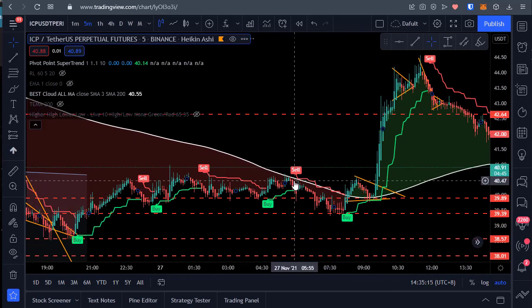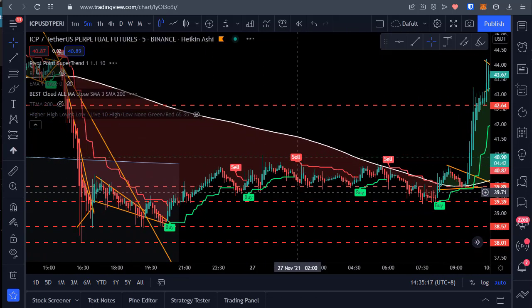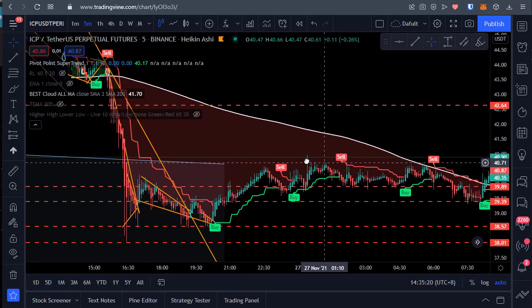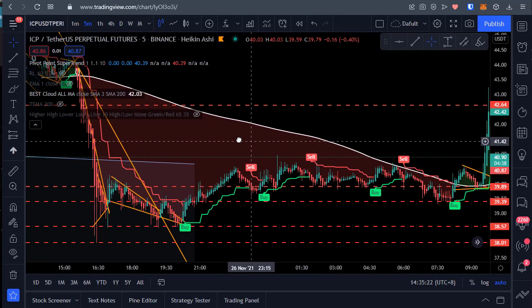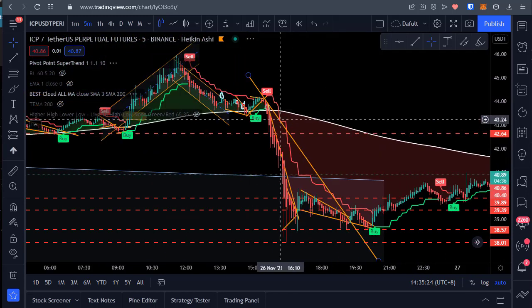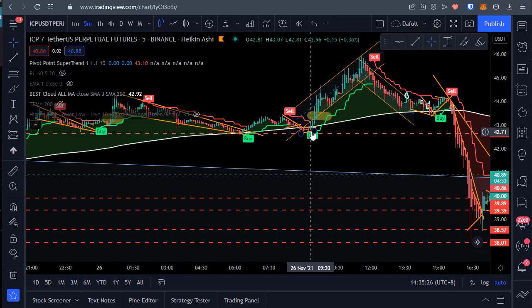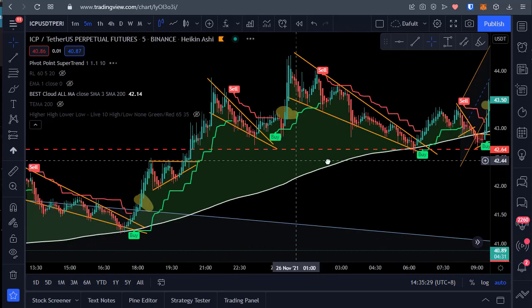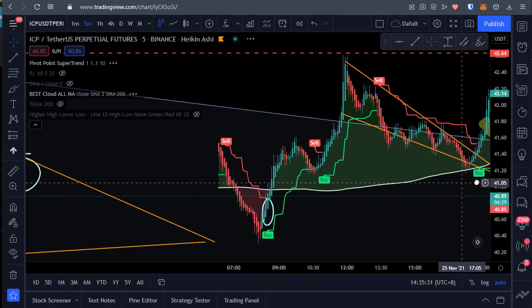Now for all the sells, generally the sell is okay, could be better. This sell is okay. This one's a buy, and the buy signal is good.